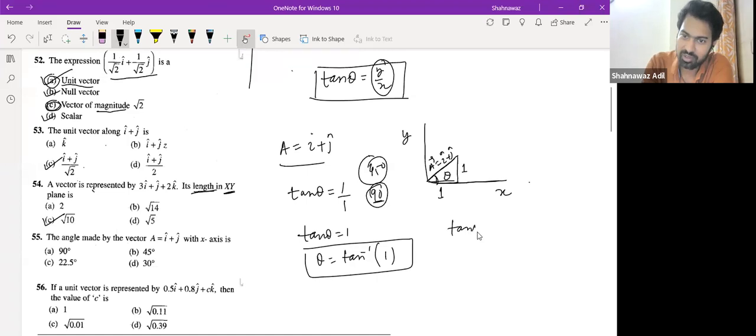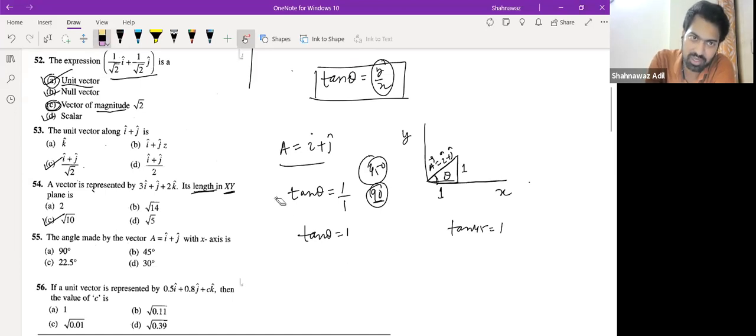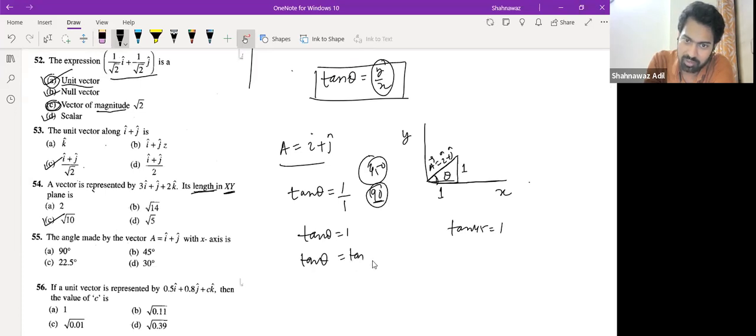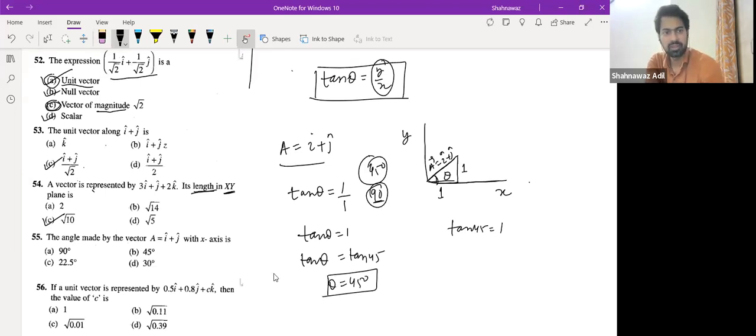So tan 45 is 1, which means we can solve it. We shouldn't try the inverse. Let me write it as tan theta is tan 45. So tan cancels and theta is 45. Understood? Yes, sir. Okay, if you guys want to note down this part, just quickly note it down and then we'll do the 56 questions.